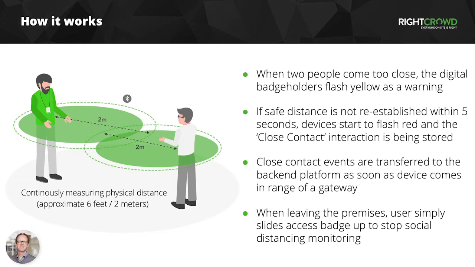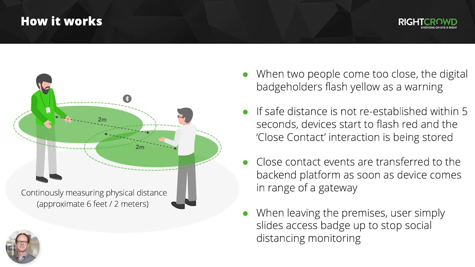We then have a warning period, which by default is 5 seconds, but it's a software setting, so it could be made longer or shorter. But again, by default, 5 seconds. And that gives those people a little bit of time to then reestablish a secure distance. If they do so, so if they take a step back and they get back to more than 6 feet or 2 meters apart from each other, then nothing has happened and no information has been stored. I want to be very clear about that.